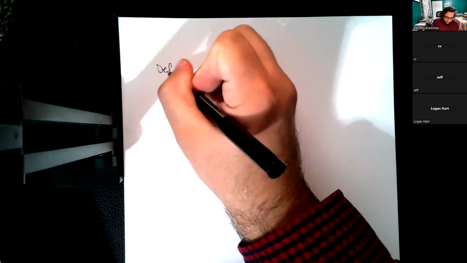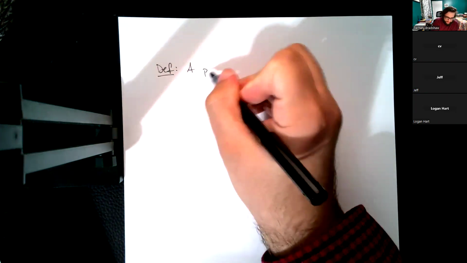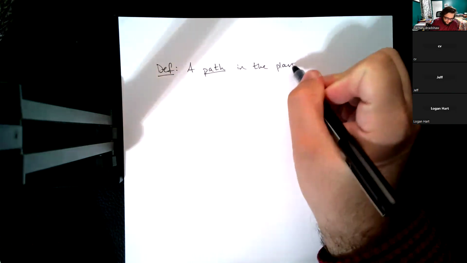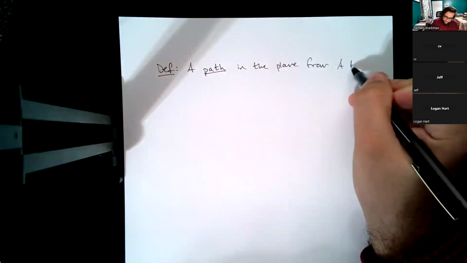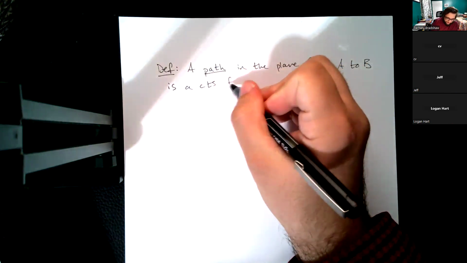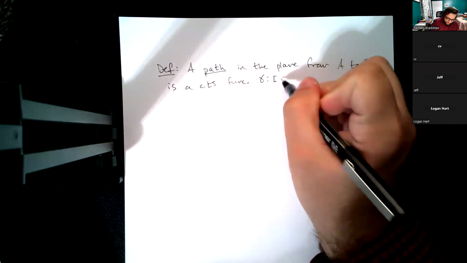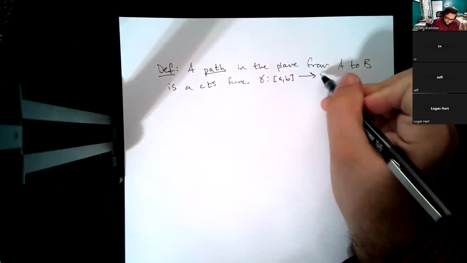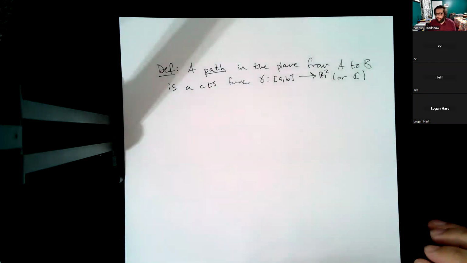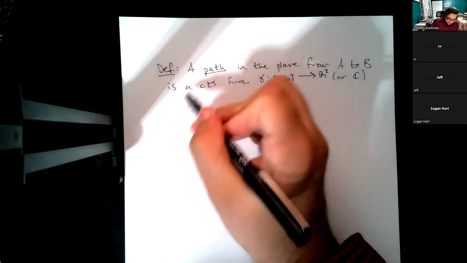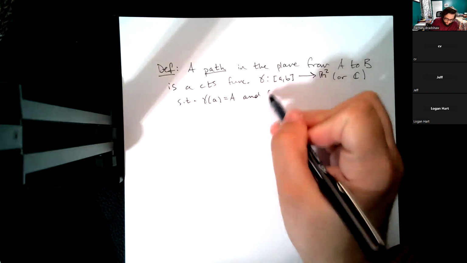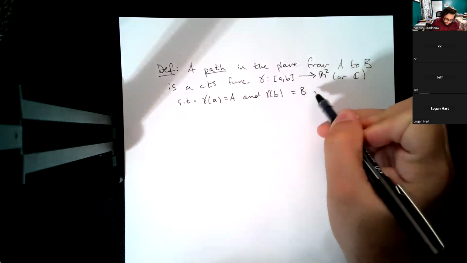Okay, so let's start with a definition. A path in the plane from A to B is a continuous function gamma from some interval from A to B to R2, and in the future we'll consider C, such that gamma of A equals A and gamma of B equals B.